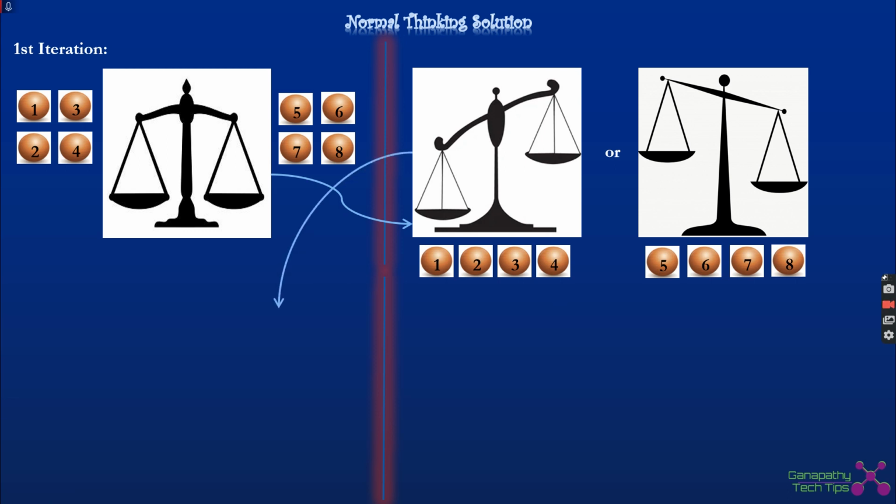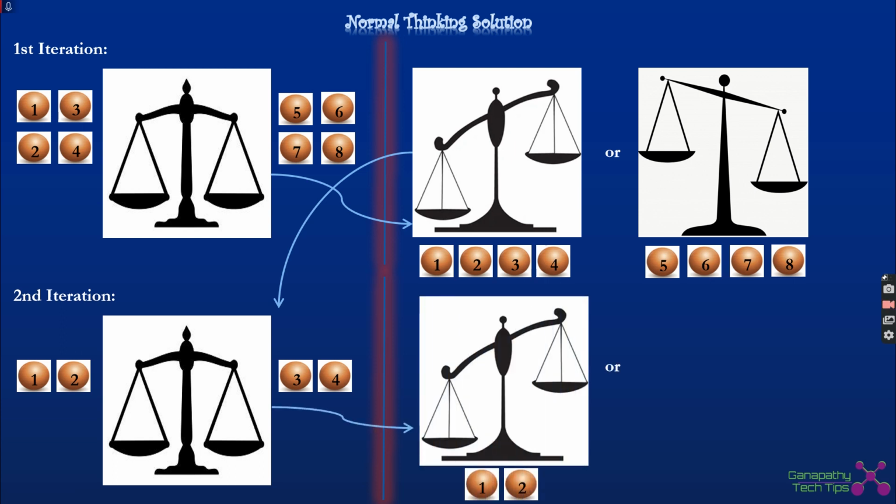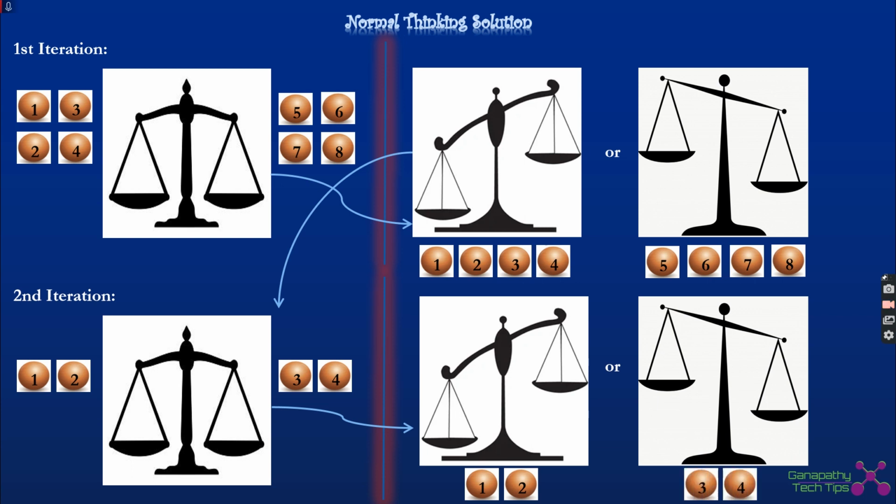Then we go ahead with the second iteration. In the second iteration, we divide the existing 4 suspects. In this example, I am taking 1, 2 and 3, 4 on either side of the weighing balance. This will again yield 2 possible outcomes. It is going to be either the left side or the right side. If it goes down on the left side, 1 and 2 are the possible suspects, and if it goes down on the right side, 3 and 4 are the possible suspects.